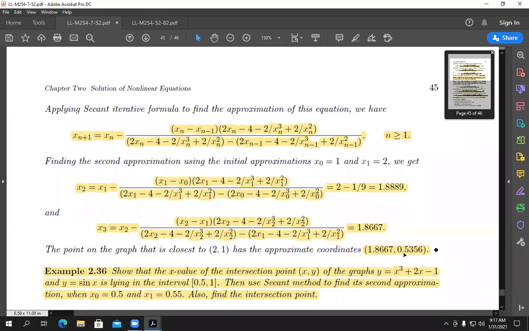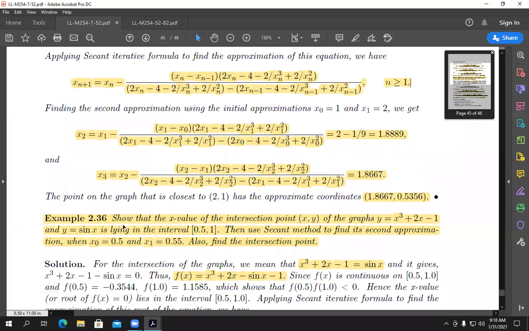Same example we used in the Newton method. And this is also the same example which I solved with the help of the bisection method. You remember I gave you in the bisection method example number 2.3, which I told you was one of the good examples. And what is that one? You are given two graphs, y equal to x cubed plus 2x minus 1 and y equal to sine x.